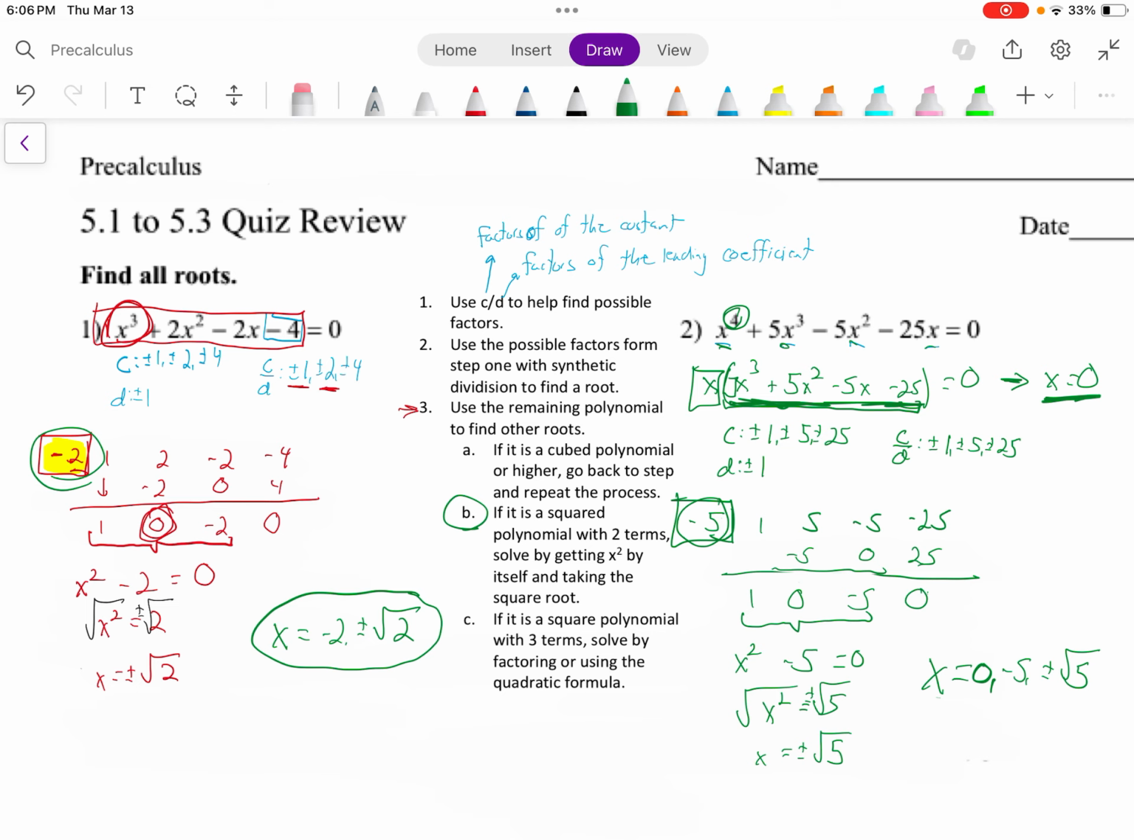So we did not get practice on factoring a trinomial or using the quadratic formula. So those might show up as well.